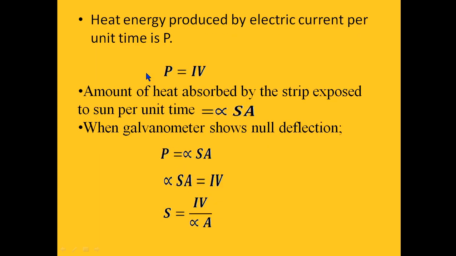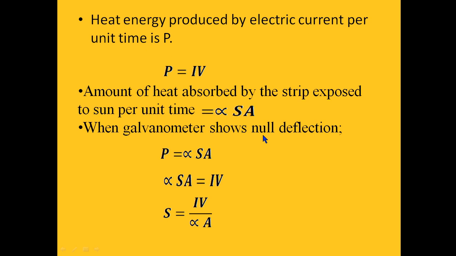Now the heat energy produced by electric current per unit time is P. Let it be P. So P is equal to IV, where I is the average value of current and V is the average value of voltage. Then the amount of heat absorbed by the strip exposed to sun per unit time is alpha SA, where alpha is the absorption coefficient of the strip, S is the observed solar constant, and A is the area of the strip.